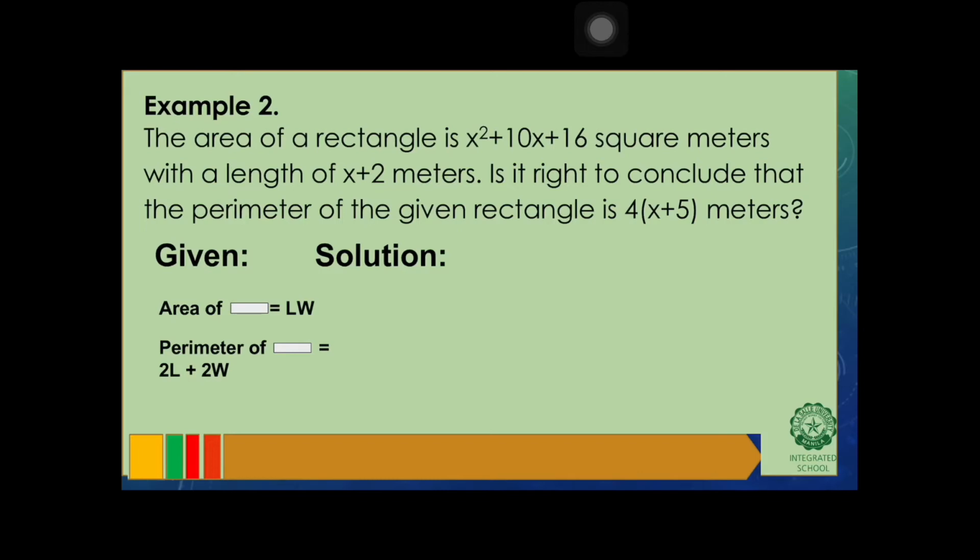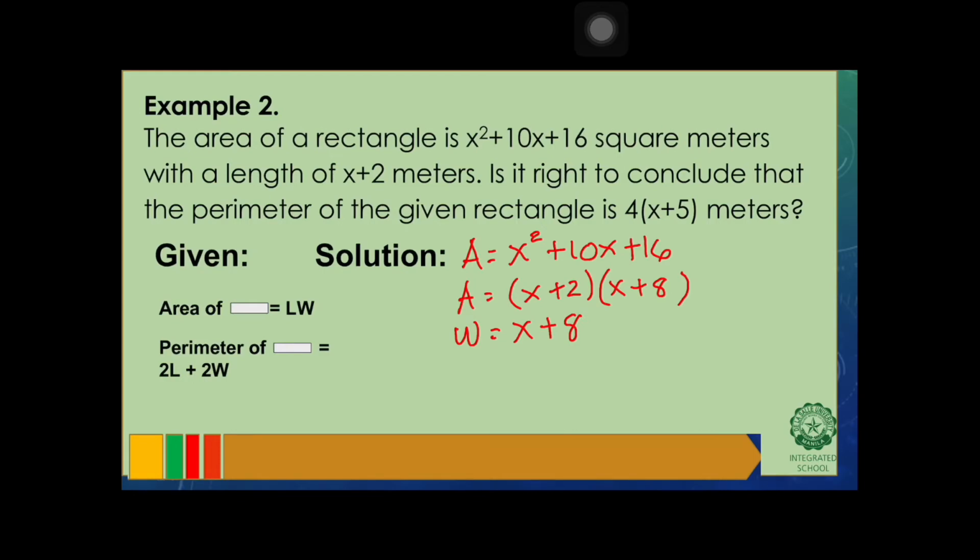and the perimeter of the rectangle, which is 2L plus 2W. You need to take note that the area is given for our solution. The area given is x squared plus 10x plus 16. In getting the area, you multiply length and width. So you already have the value of the length, which is x plus 2. You don't know yet the value of the width. So if you think about this as the factors of x squared plus 10x plus 16 for your length and width, you end up having the value of the width as x plus 8. So your width value is equal to x plus 8.